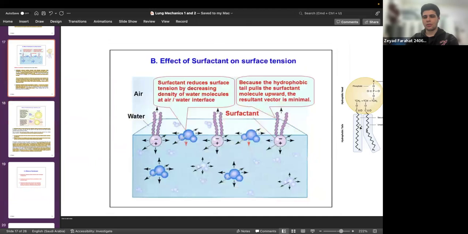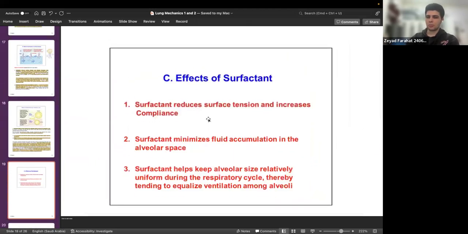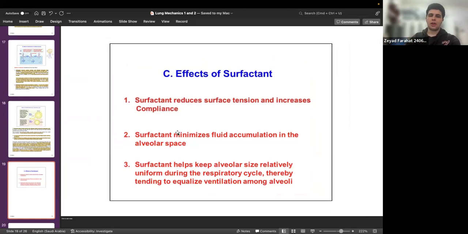So this is done. Surfactant reduces surface tension and increases compliance. We talked about that. Increasing the compliance happens because if you decrease the pressure that was against you, that was resisting you... We said that if you're trying to fill it up with air, the resistance is against you. There's resistance from the surface tension. So if you remove the surface tension, you're increasing the compliance because there is no more resistance.